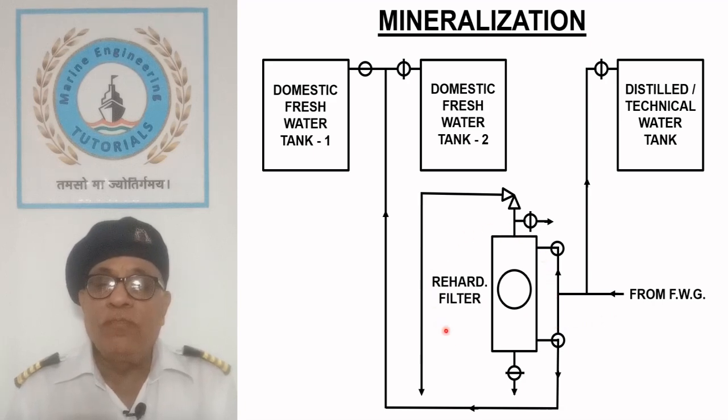Rehardening filter is a cylindrical vessel consisting of granular calcium carbonate bed which is the source of necessary hardness and enriches the water with natural minerals. Water is made to flow through it at required velocity to provide appropriate contact time for achieving desired alkalinity and fine tuning the pH value.